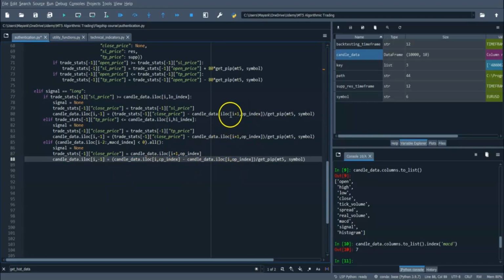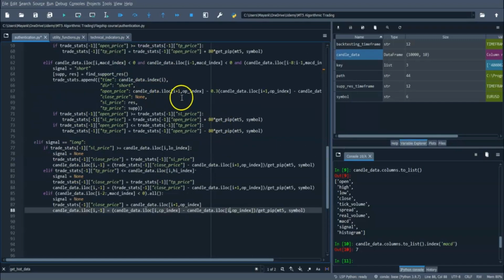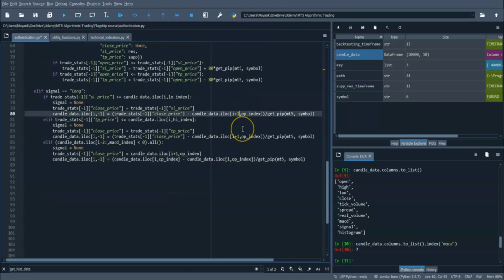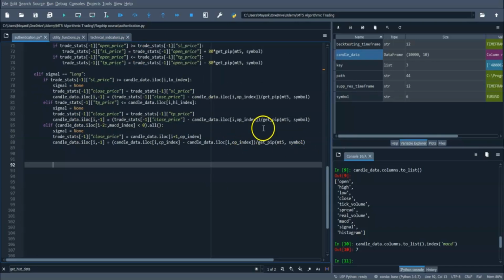Okay, why do I have I plus 1 in all these places? Is that because I simply copied from here? Yeah, sorry. These would all be I, because when we are calculating return for a given candle, we concern ourselves with the open price of that particular candle and not the next candle, right? So sorry about that.